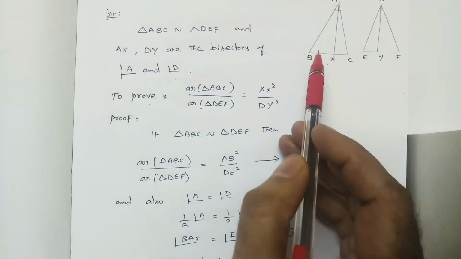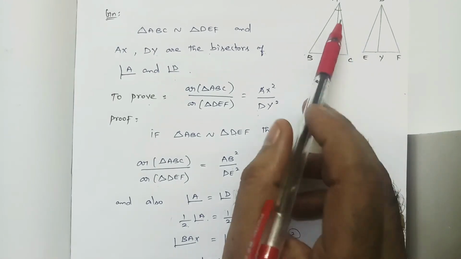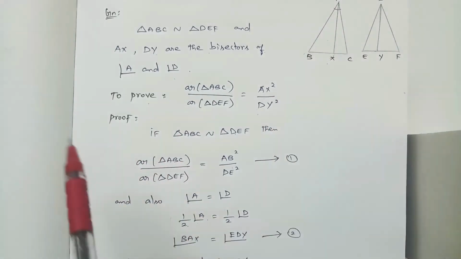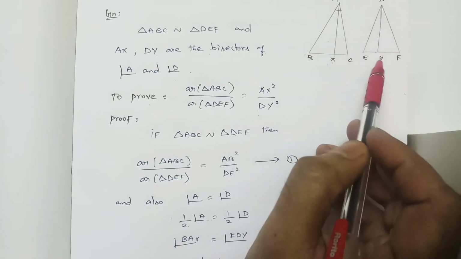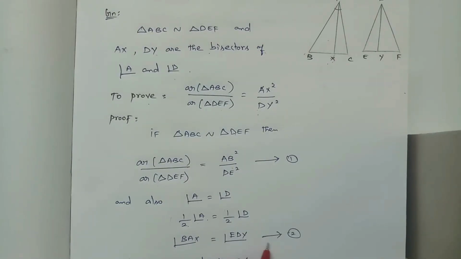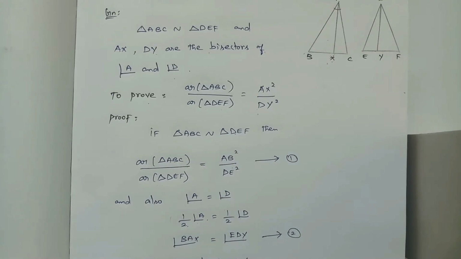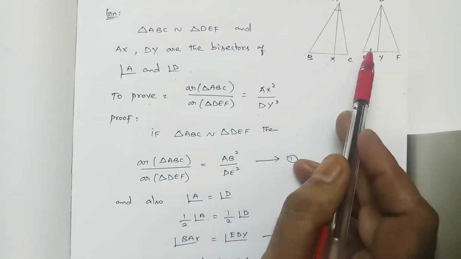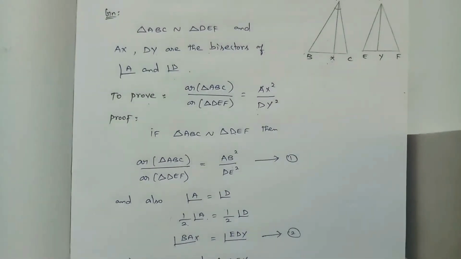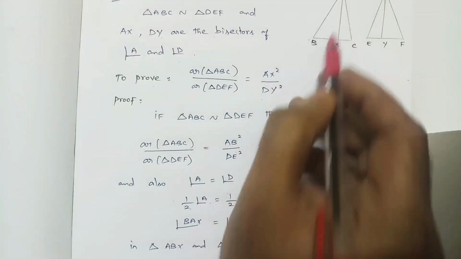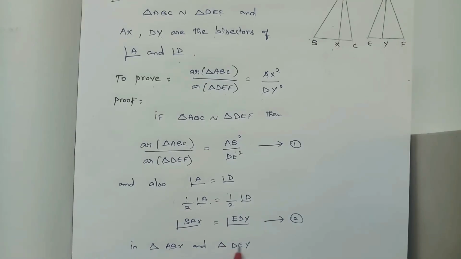But I'm just going to take these two triangles, so I need this angle alone. So that's why I'm taking that angle BAX is equal to angle EDY, right? Take it as equation number 2. Now I'm going to prove that these two triangles are similar. I'm going to take triangle ABX and triangle DEY.